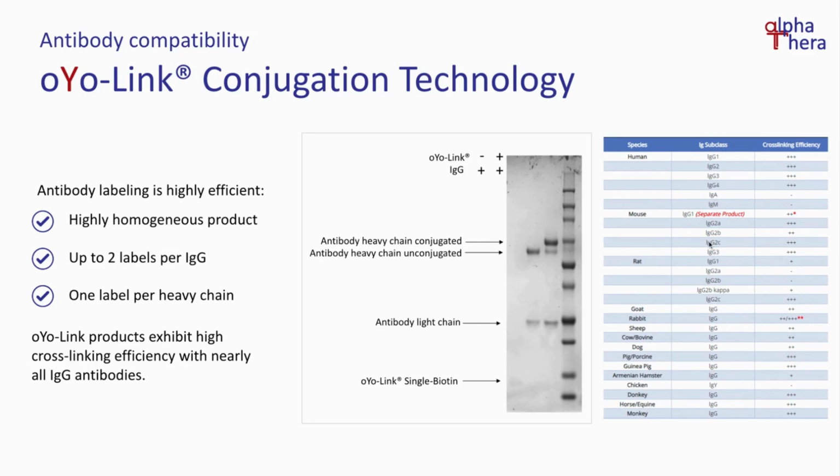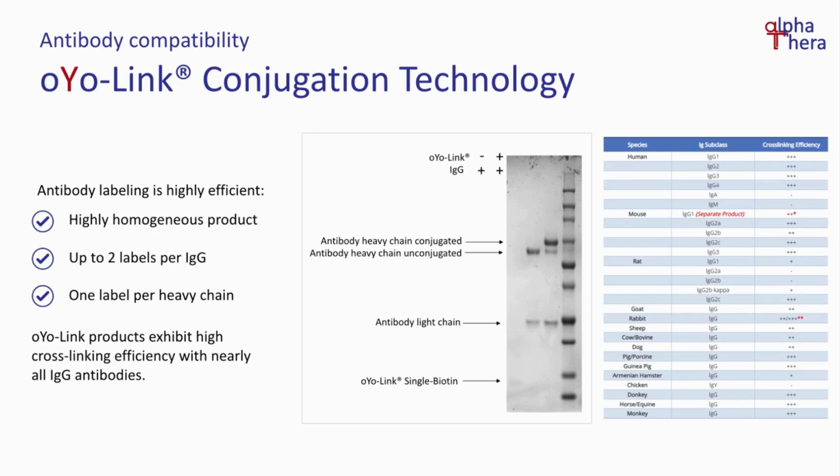2 pluses on the table means that labeling efficiency is expected to be around 50%. So on average, there will be 1 oYo-Link per antibody. However, in actuality, about 25% of the antibodies will not be labeled, 50% will be labeled with a single oYo-Link, and 25% of antibody will be labeled with 2 oYo-Links.